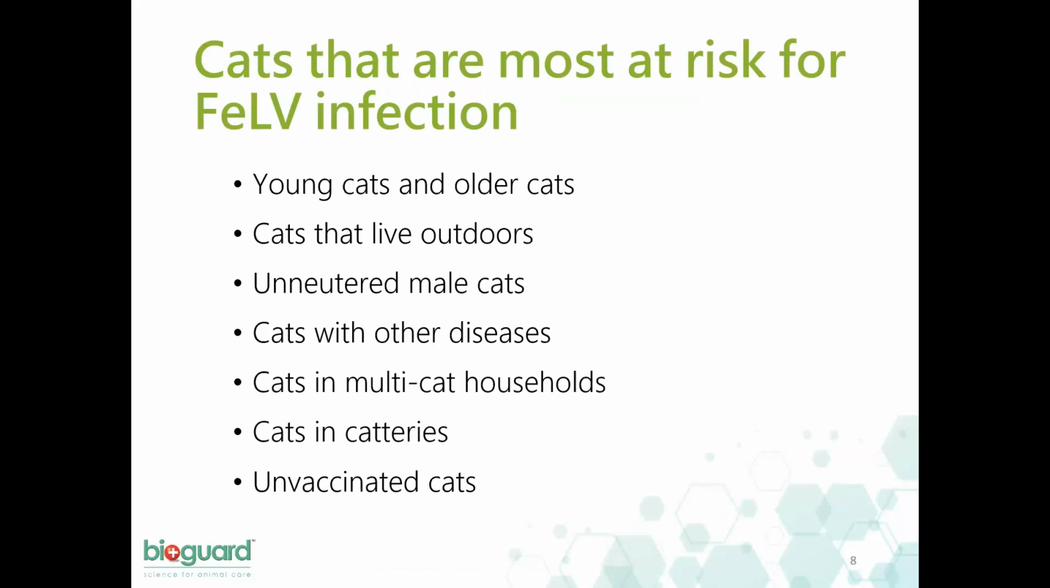So the cats that are at most risk for FeLV infections are young cats and older cats, cats that live outdoors, unneutered cats, unneutered male cats, cats with other diseases, cats in multi-cat households, cats in catteries, and unvaccinated cats. So there are these three stages of FeLV infection. First, the abortive infection, then the regressive, and the progressive infection.